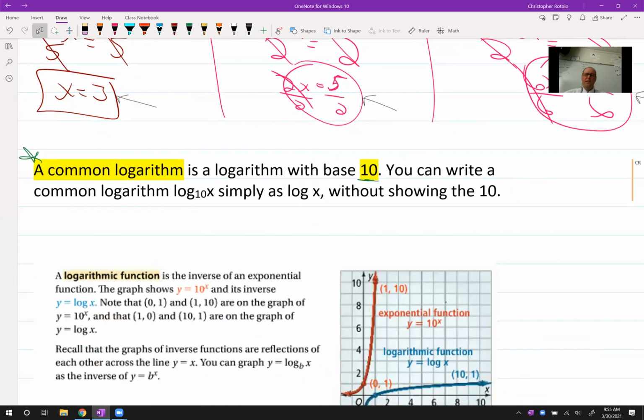All right, your calculator, if you've got the normal calculator, they work with base 10. Okay, so that means it always says log base 10, like it says right here. Okay, so if I write it without a base, that means base 10.